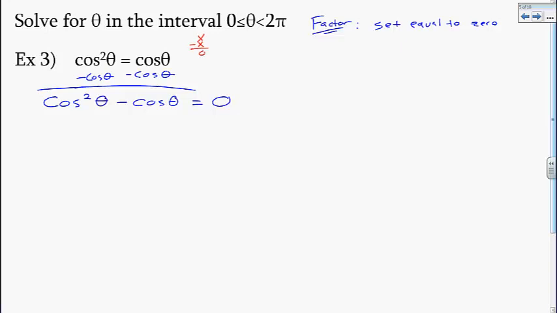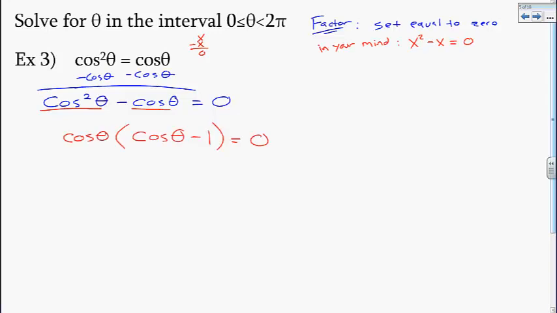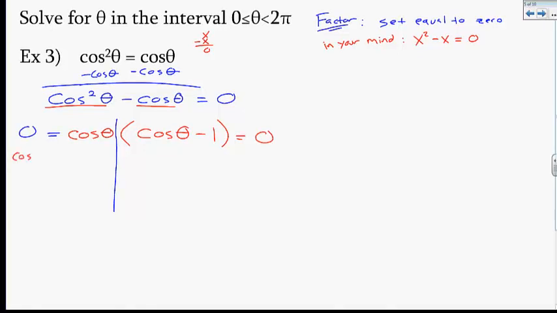We are now left with an expression on the left which can be factored. In your mind, you should see a parallel with x squared minus x equals 0. Here the common factor is cosine, so we pull it outside and are left with the given statement. Note that we now have two factors multiplied together set equal to 0. As in algebra, we set each individual factor equal to 0 and solve from there.